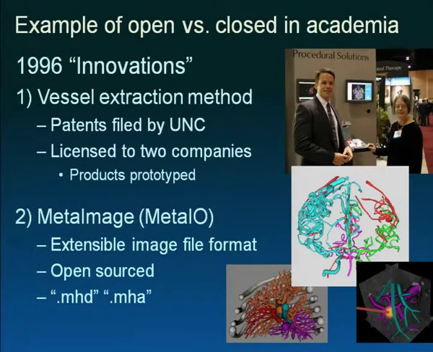1996, I had two innovations. The first method was a vessel extraction technique, all right? And this was really, at the time, a great method that had been developed over a number of years in cooperation with this amazing neurosurgeon, Elizabeth Bullitt. Multiple patents were filed by UNC on this topic, which really limited my ability to do publications, and definitely blocked all ability to release it open source. However, very quickly, two different companies bought up these licenses and began to develop products for them, all right? And rapidly had prototypes of those products going. So it looked like this was a big winner.